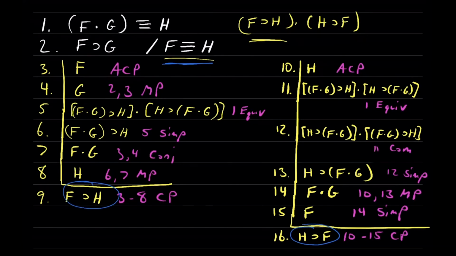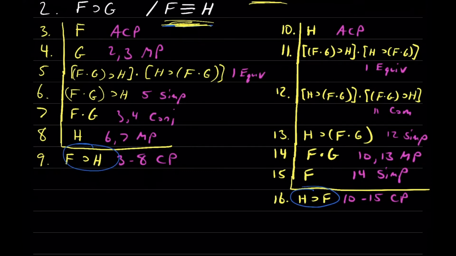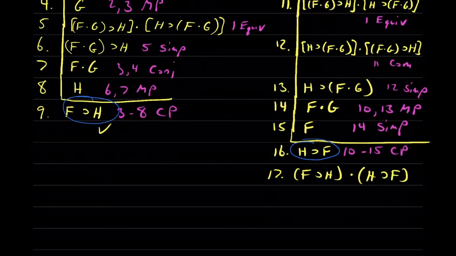So I'm going to scroll down just a little bit here to give myself a little more room, so you can still see the conclusion up here. I'm trying to show that F is equivalent to H. So on line 17, I'm going to get F implies H. That was our first conditional that we got back here on line 9. And H implies F. And that's going to follow from line 9 and 16 by conjunction.